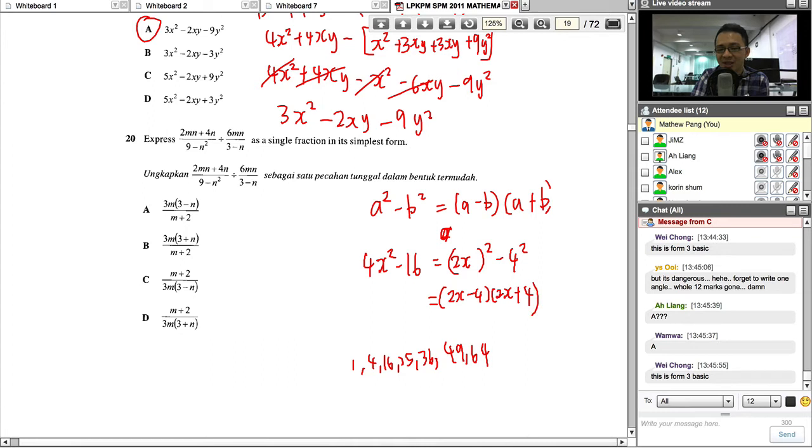Yes, this is something you must be very sensitive to, perfect square numbers, and when you have a minus, you can change it to something like this. Okay, then we're going to start to solve this question.